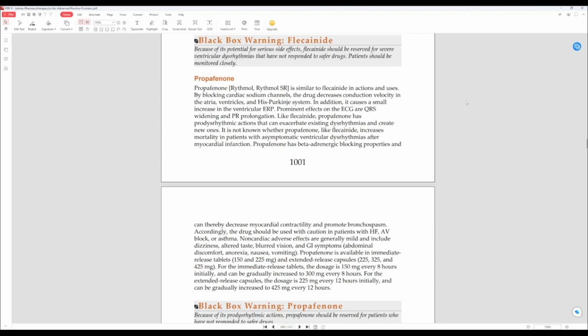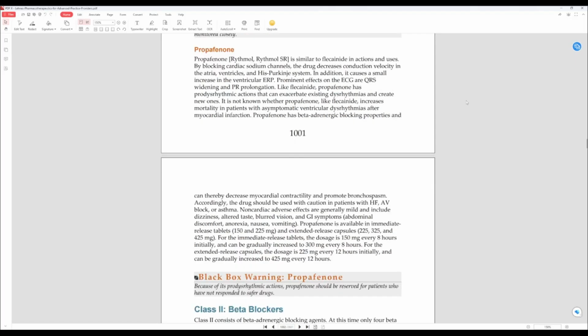Similar to flecainide, Rhythmol has pro-dysrhythmic action that can exacerbate existing dysrhythmias and create new ones. It is not known whether Rhythmol, like flecainide, increases mortality in patients with asymptomatic ventricular dysrhythmias after myocardial infarction. Rhythmol has beta-adrenergic blocking properties and can therefore decrease myocardial contractility and promote bronchospasm. Accordingly, the drug should be used with caution in patients who have heart failure, an AV block, or asthma.